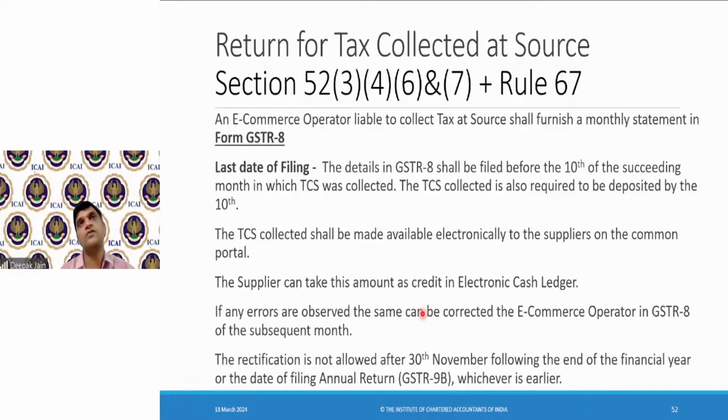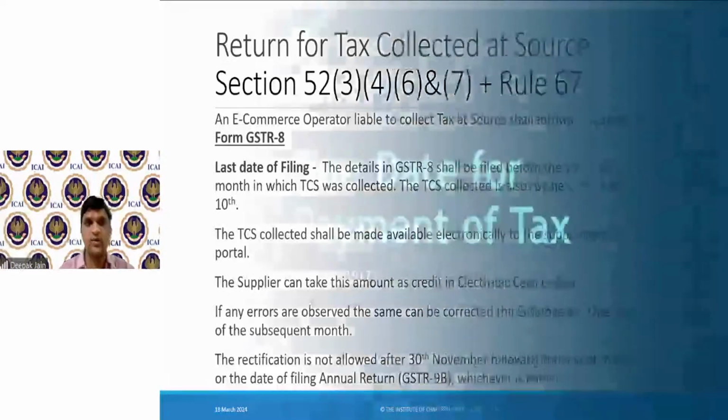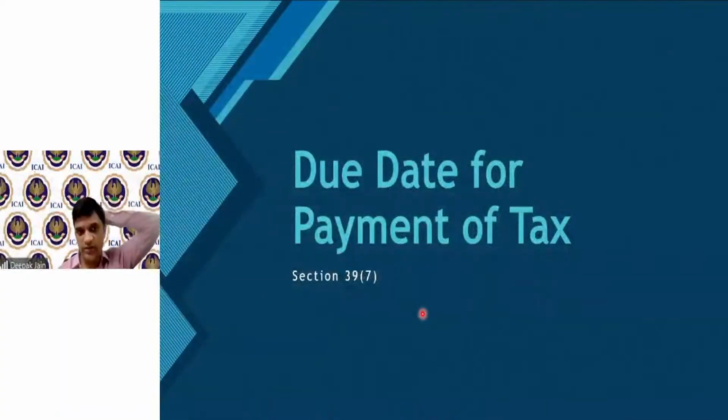Okay, so just as we have TDS, similarly TCS. There it was GSTR 7, here it is GSTR 8. Now, next is what are the due dates for payment of tax. We have understood this. Now let's move into the due dates of payment of tax.